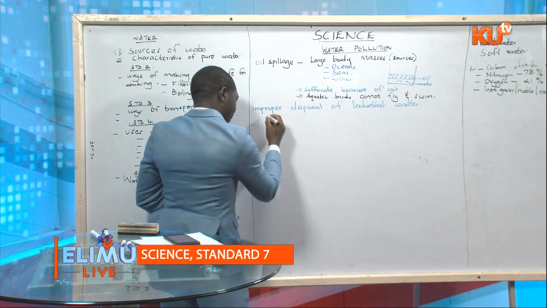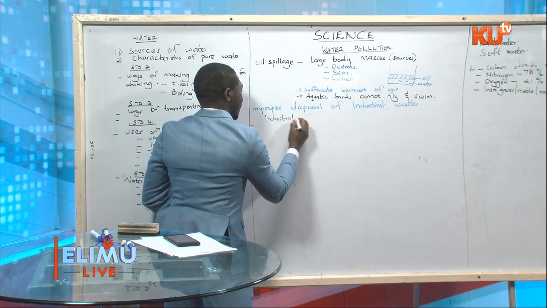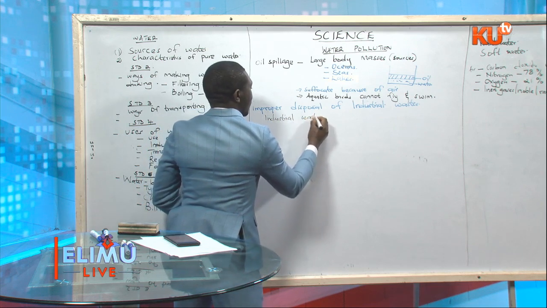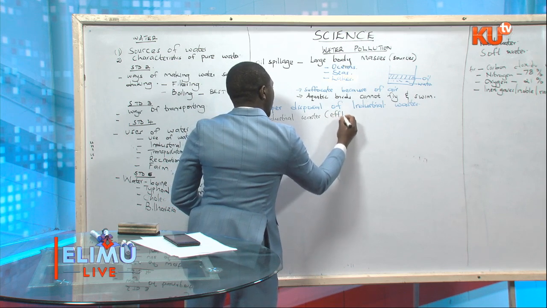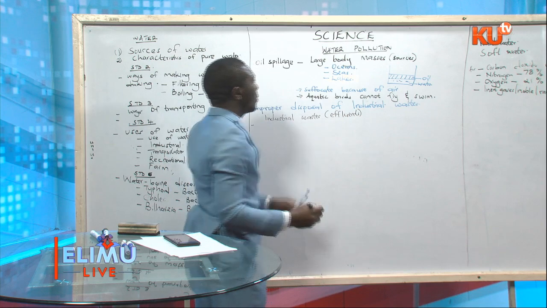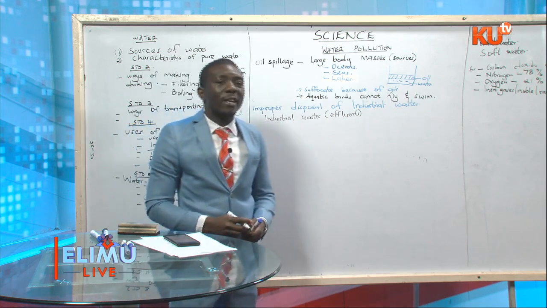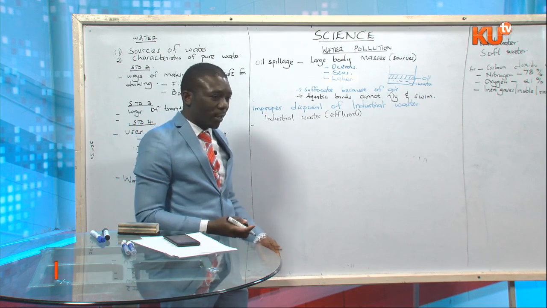Industrial wastes are also known as effluents. Industrial waste, we also call it effluents. Right now, when we are talking about this water, we are not talking about industrial gases. We are not talking about those wastes that are released in water.